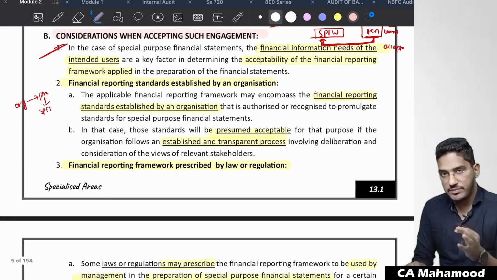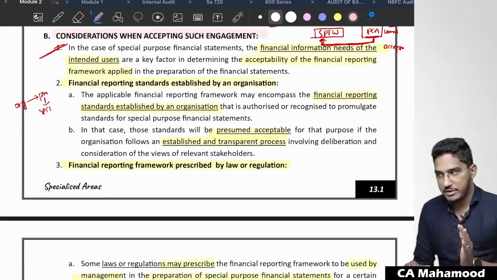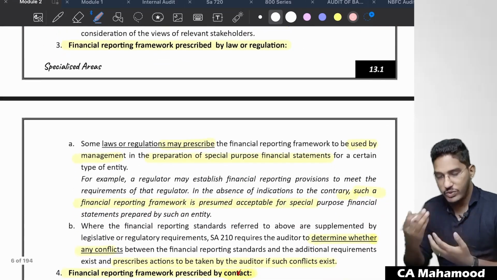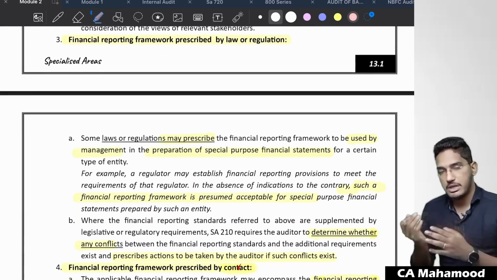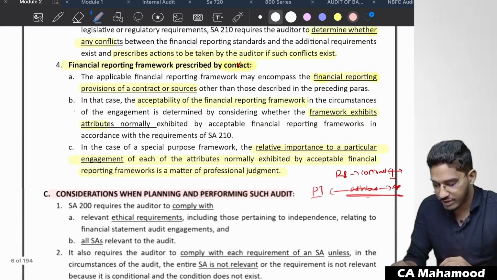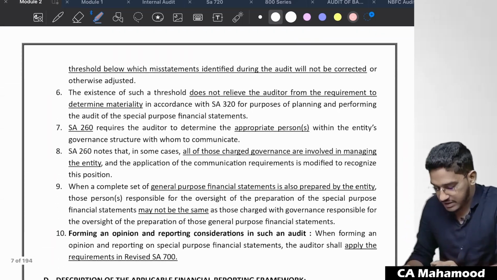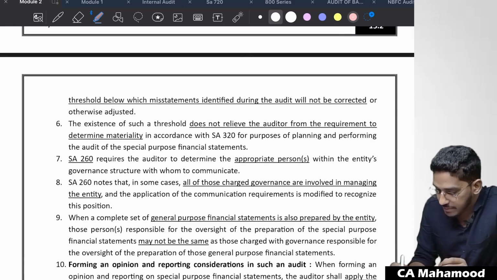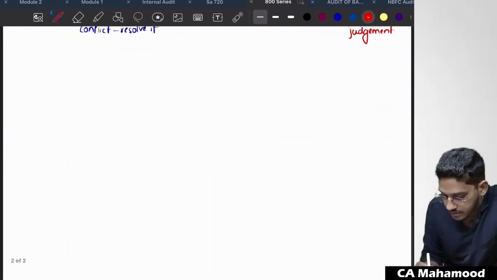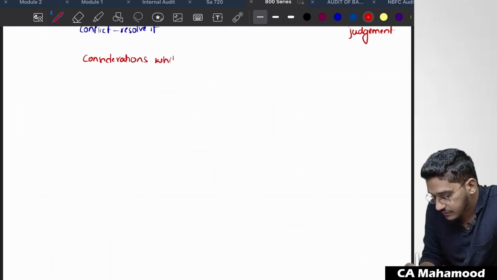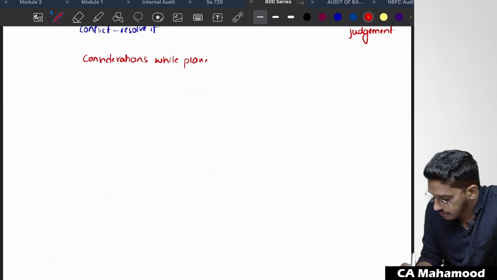So you have considered all these factors and accepted that assignment for special purpose financial statements. Now you have to start planning for the audit and start performing the audit. What considerations do you have to keep in mind while planning and performing the audit? I will try to summarize here what special considerations you have to keep in mind. First I will write the summary: considerations while planning and performing the audit.